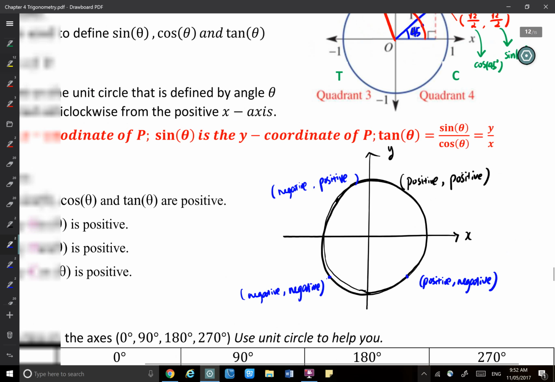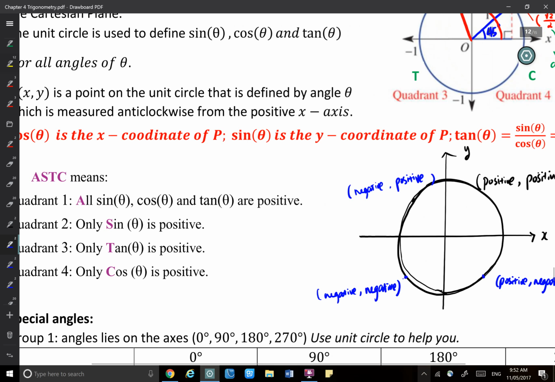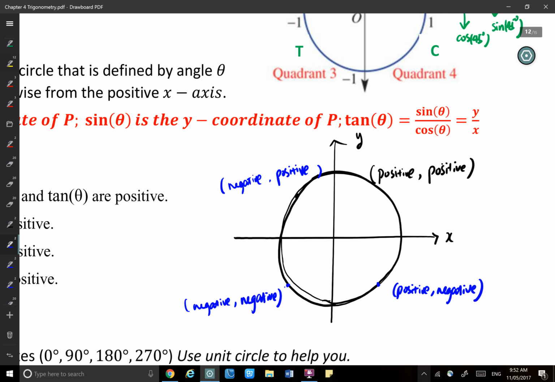Have a look at this, you just have that on top. Cosine. Cosine is the x value, and y is the sine value. And what is tangent? Tangent is sine over cosine, right?